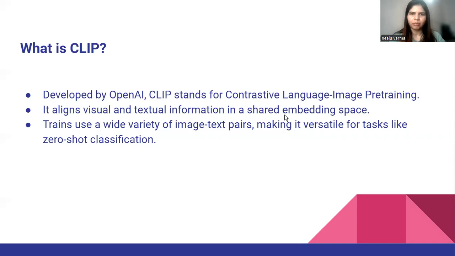So what is CLIP? CLIP is a model created by OpenAI, and its name stands for Contrastive Language-Image Pretraining. It works by connecting images with their text descriptions in a shared space, so the computer can understand both pictures and words together. By training on a huge variety of image and text pairs, CLIP becomes very flexible. This flexibility lets us perform many tasks, like recognizing objects in an image without any extra training, a technique known as zero-shot classification.